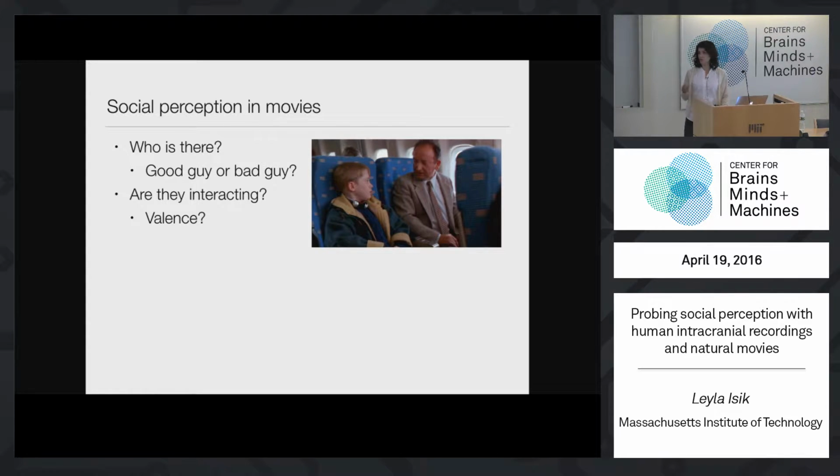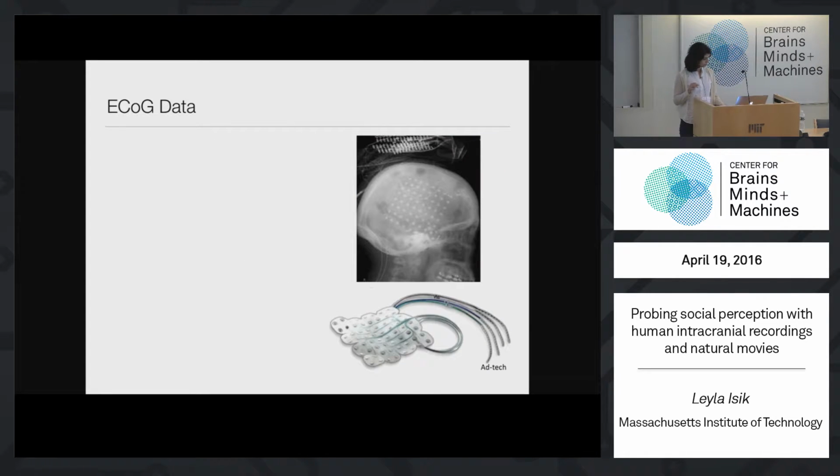What we're interested in doing is using movies as a natural stimulus set to study these questions, to see if this question of whose face you see and an interaction are coded jointly or separately in the brain. To get at this, we have ECoG data from epilepsy patients who are about to undergo surgery and have electrodes implanted on the surface of their brain.